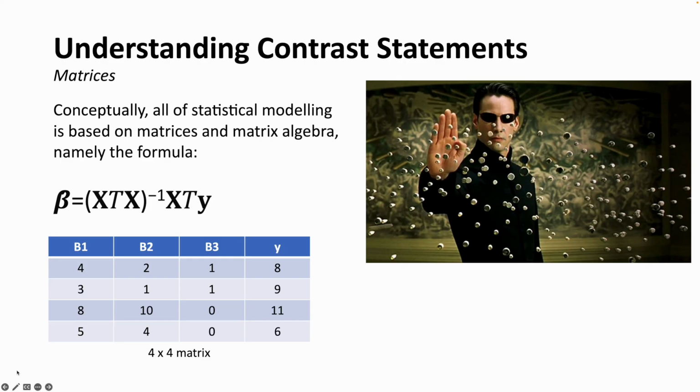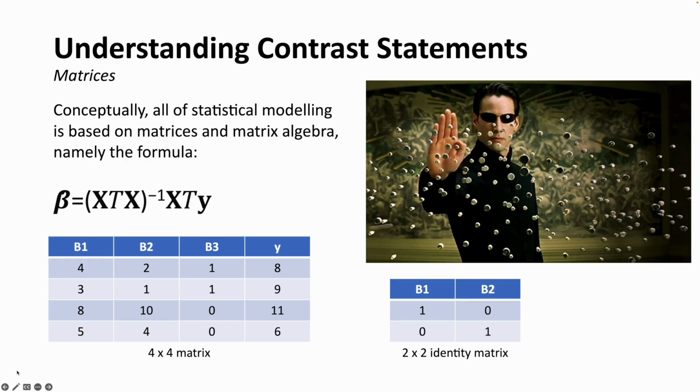And the same thing applies to an ANCOVA. Same idea, y is our outcome, and then our different rows or columns, B1, B2, B3, are just the groups and the covariates within our groups.